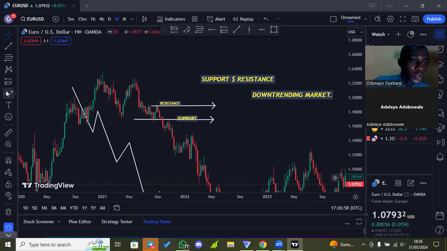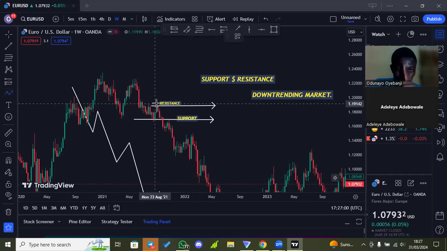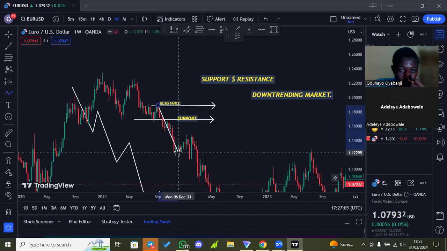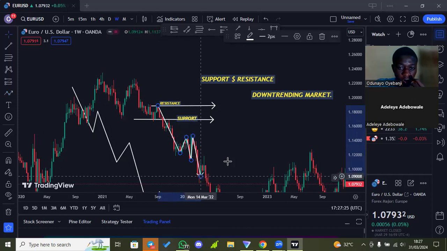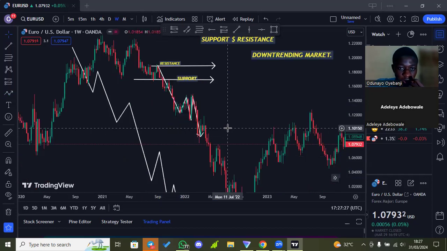Now let's continue. By yourself now, I want you to tell me something. The market now breaks below, coming downwards. Then it stopped here. It was unable to break above here. Then it went upward, stopped here, then came downward to this point. It went upward again, and came downward to this point. So now listen very well.